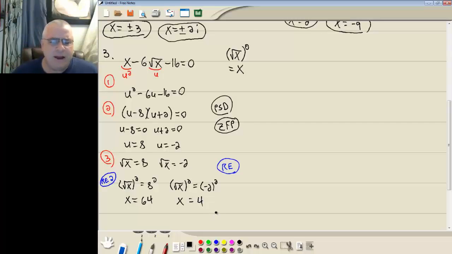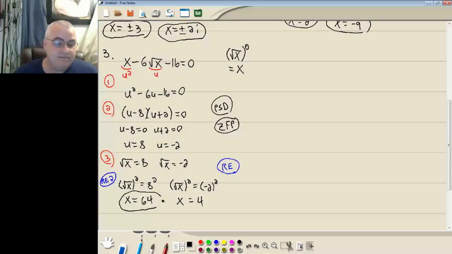Now, if you remember radical equations, our last step is to check our answers, because you'll get the correct answer, but sometimes you get false answers. You want to check them in your original equation up here. If I put 64 up here, put 64 there, it's 64. If I put 64 here, I got the square root of 64, which is 8, times 6, which is 48. So I got 64 minus 48, which is 16, minus 16 equals 0.